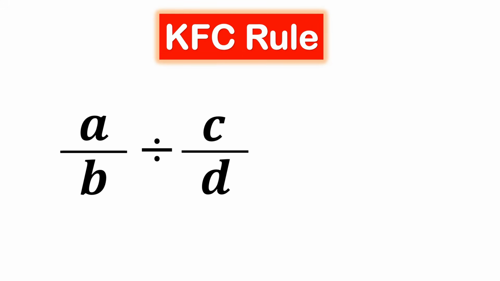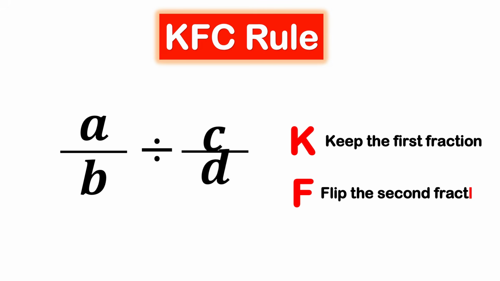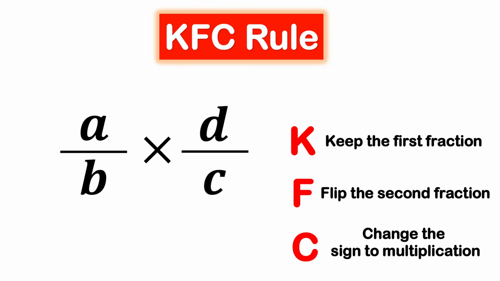Rule 1. The KFC Rule. It's simply a clever way to remember what to do when dividing fractions. KFC stands for 3 simple steps. K means keep the first fraction exactly as it is. F means flip the second fraction, turning it upside down. And finally, C means change the division sign to multiplication. That's all there is to it.